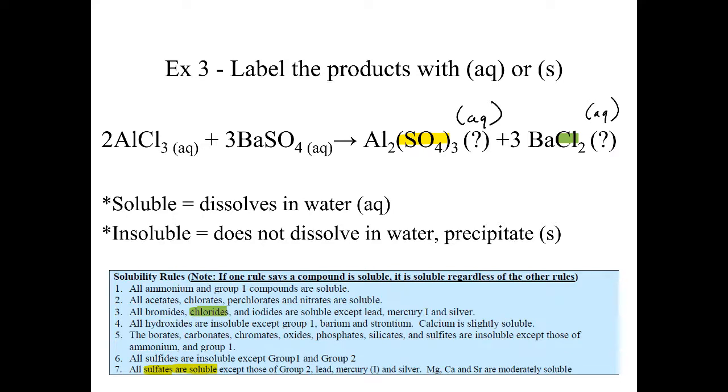So if both products end up being aqueous, that means that technically no reaction has occurred. So we'll mark through the arrow and we'll put NR for no reaction. Because what's happened is those ions are just all floating around, but none of them have reacted to form something brand new. So if you don't form a precipitate, it's NR, no reaction.